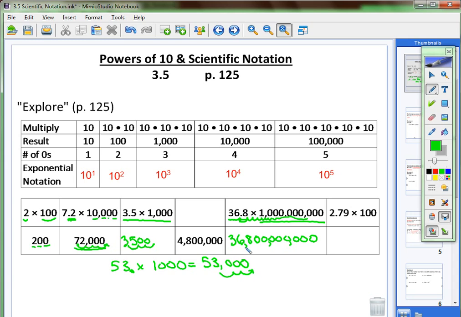So let's take that back to this problem. We could write 4,800,000 as 4.8 times a 1 with 1, 2, 3, 4, 5, 6 zeros. So it would be 4 8/10 times 1,000,000. And the last one, 2 and 79 hundredths times 100. We're going to move the decimal point 2 places, so it's 279. All right.